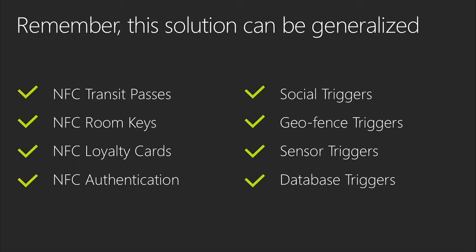Maybe I have sensor triggers. Maybe I have a radiation sensor. If radiation levels get too high, we take some action. Or maybe there's something more, just kind of regular businessy stuff with databases and files, and I want to trigger a process in the cloud based on those. You can generalize this solution and let it be what you need it to be.